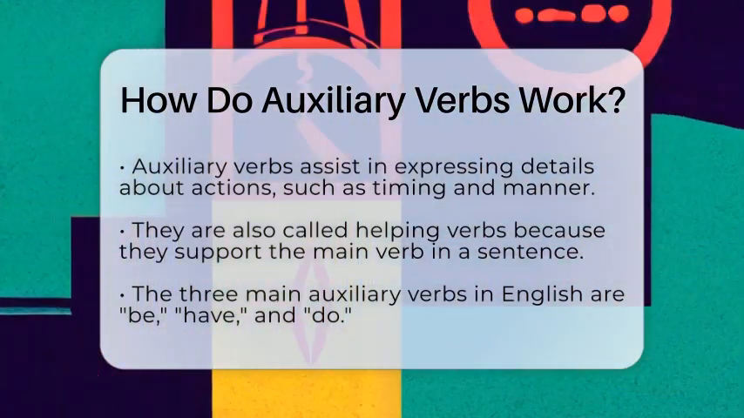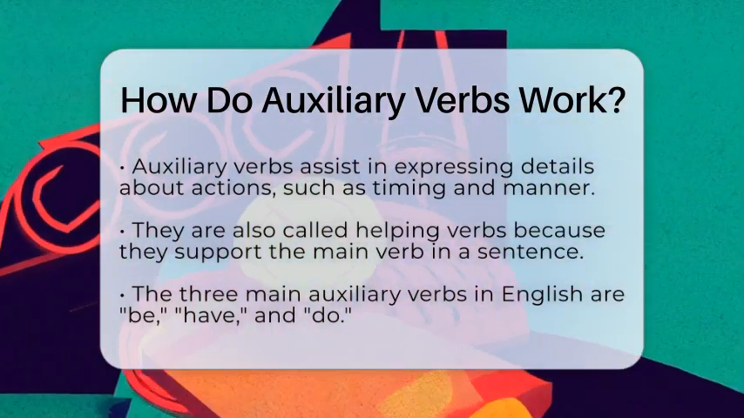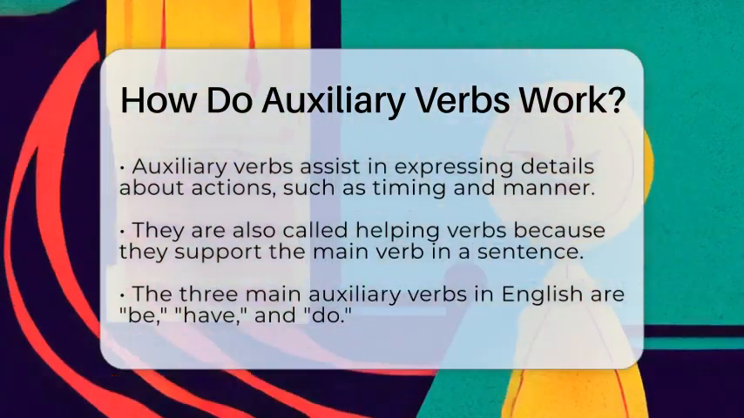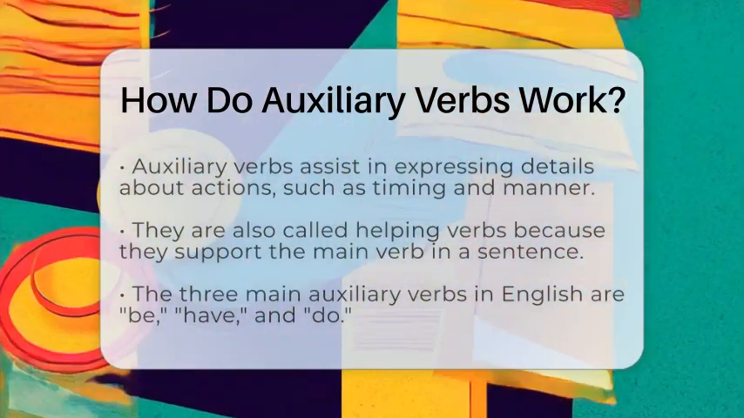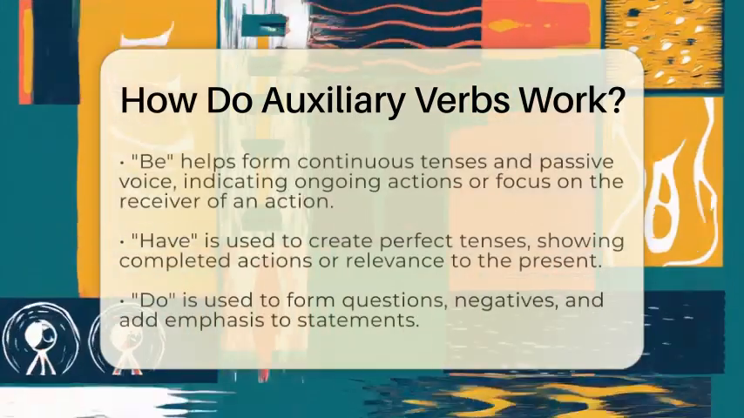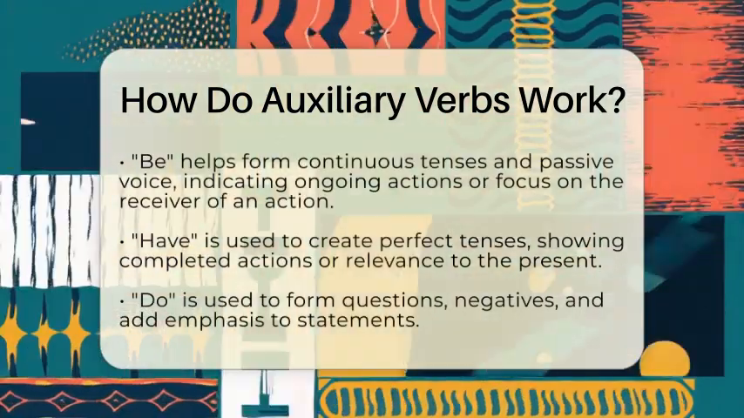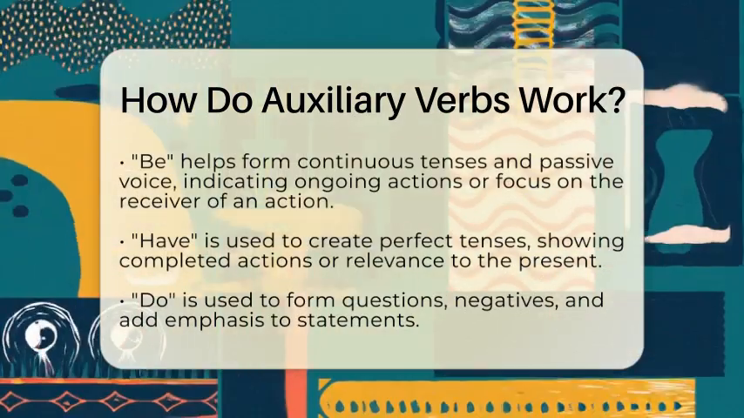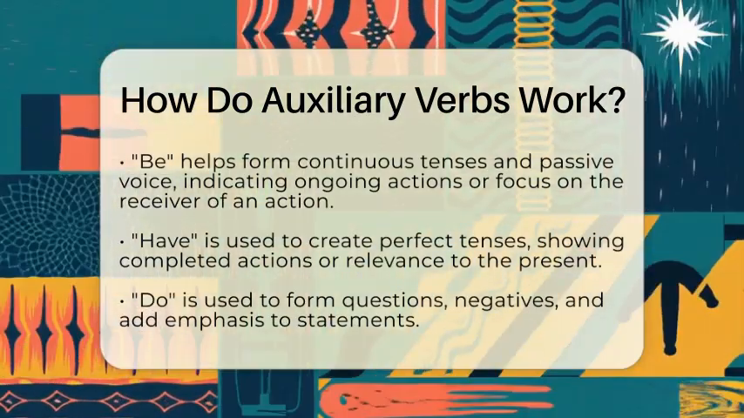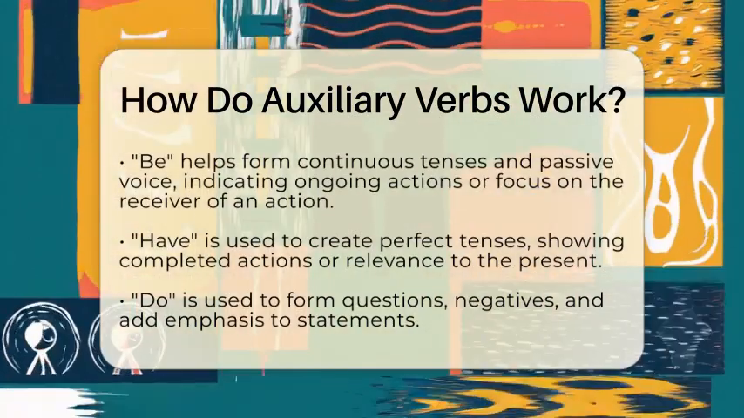It helps form continuous tenses, which show actions happening right now or over a period of time. For example, in she is running, is tells us the action is happening now. Be also helps create passive voice, where focus shifts from the doer to the receiver of the action. For example, the cake was eaten shows the cake as the receiver.